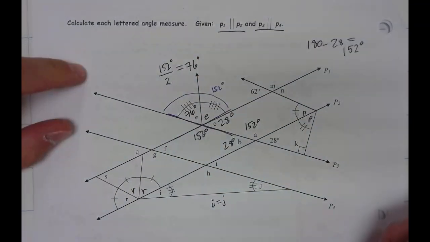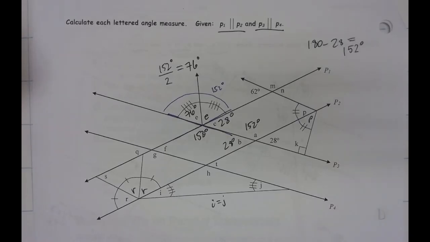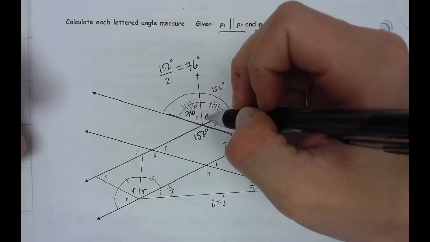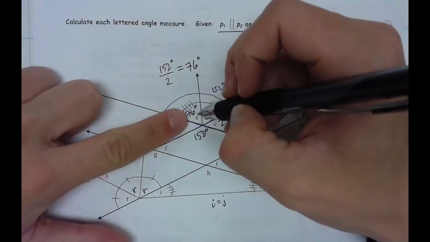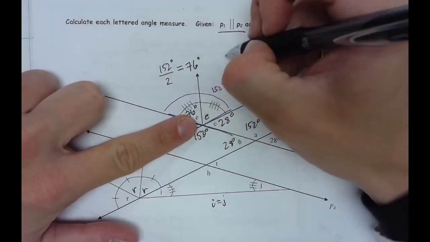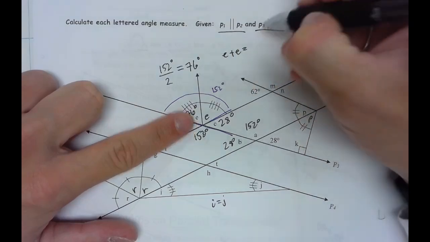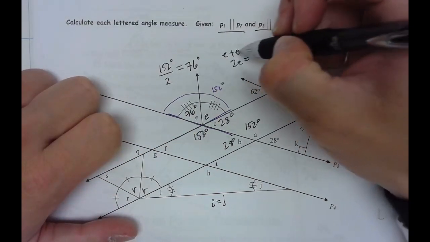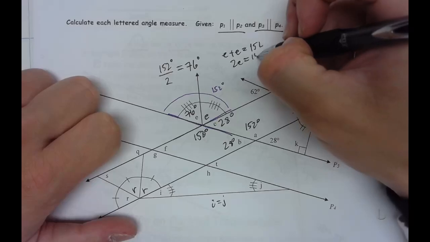So for E, we'll write 76. Very cool. Now you can also, if you wanted to, maybe if you didn't know what was up, just say, hey, this angle plus this angle is 152. That would be E plus E is 152. And then you could see that 2E, because E plus E is 2E, right, is 152.